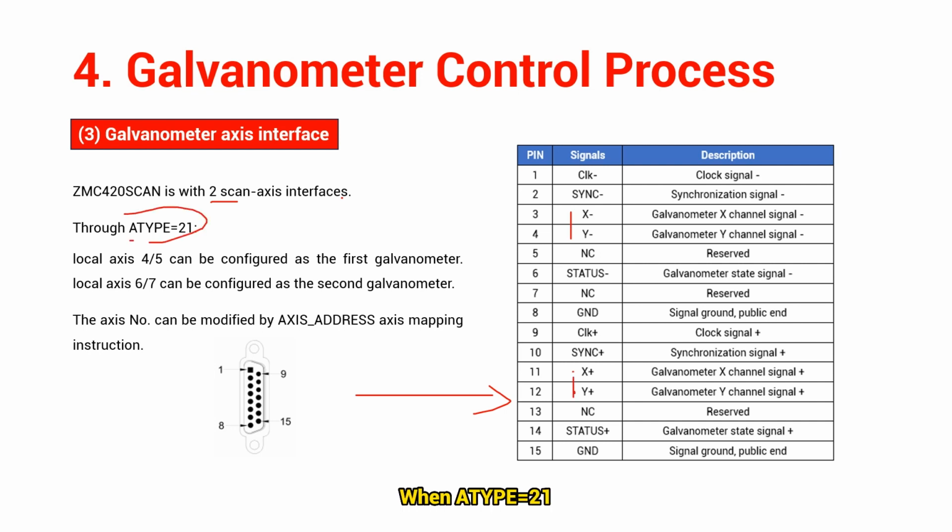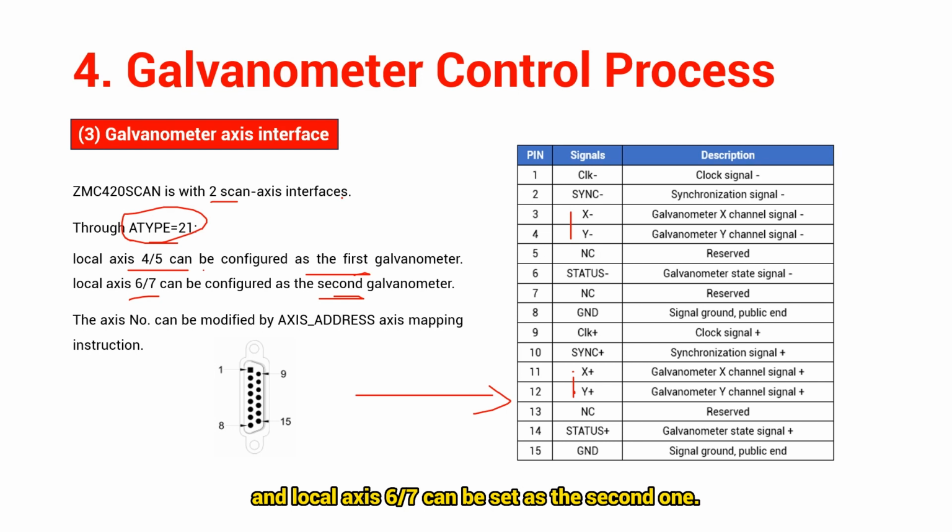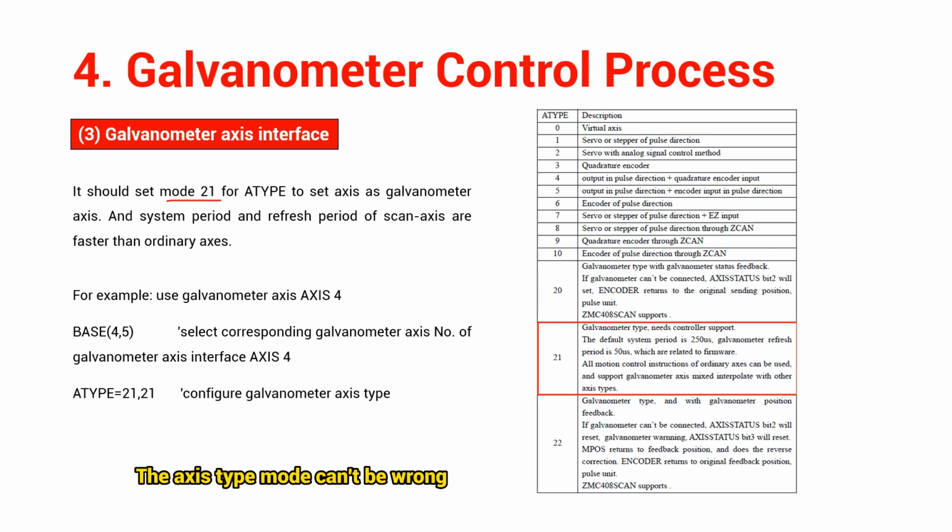When the type is 21, local axis 4 or 5 can be set as the first one, and local axis 6 or 7 can be set as the second one. Please note these axis numbers are default. If you need to change them, use the axis address command. The axis type mode can't be wrong. If it is not 21, it will report an error.